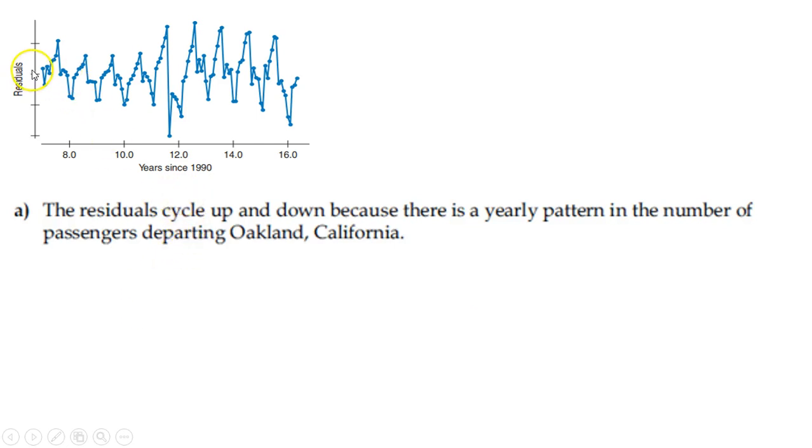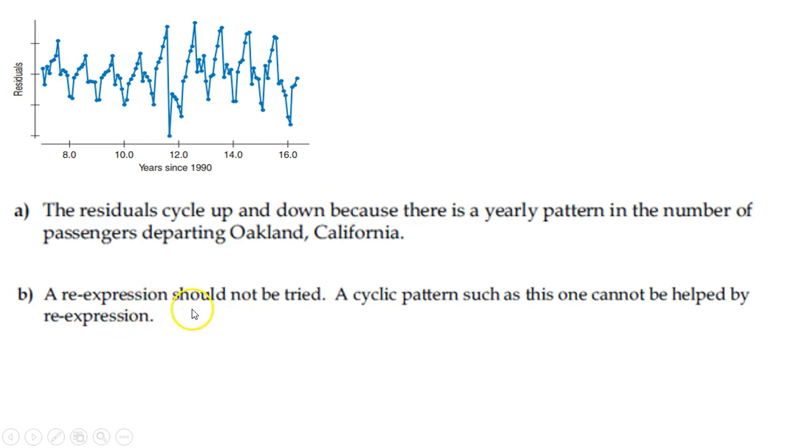It looks like the residuals cycle up and down because there's a pattern in the number of passengers departing. It looks like they just keep going back and forth, right? Sometimes it's easier to see these patterns if you look at it and connect those lines. But because you can see a pattern, the point is that a re-expression would not be helpful.